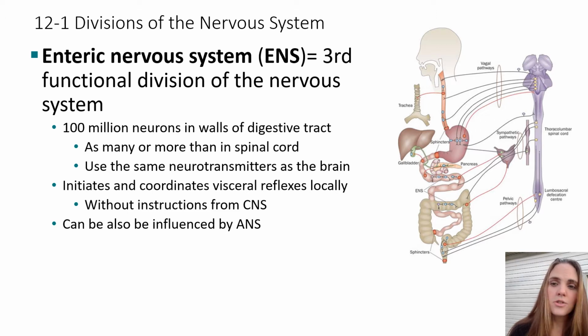So our digestive tract can function without input necessarily from the brain, but it can also be influenced by our autonomic nervous system. So the autonomic nervous system, remember, we said divided into sympathetic and parasympathetic branches. So depending on what's going on with the autonomic nervous system, we can also affect the enteric nervous system.